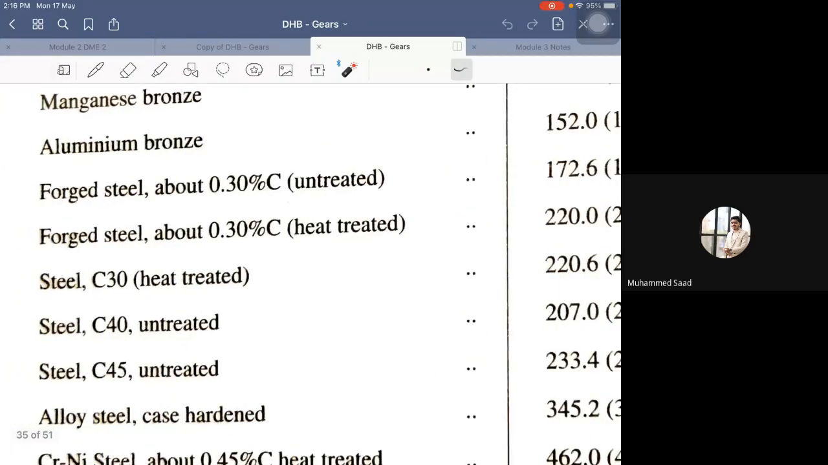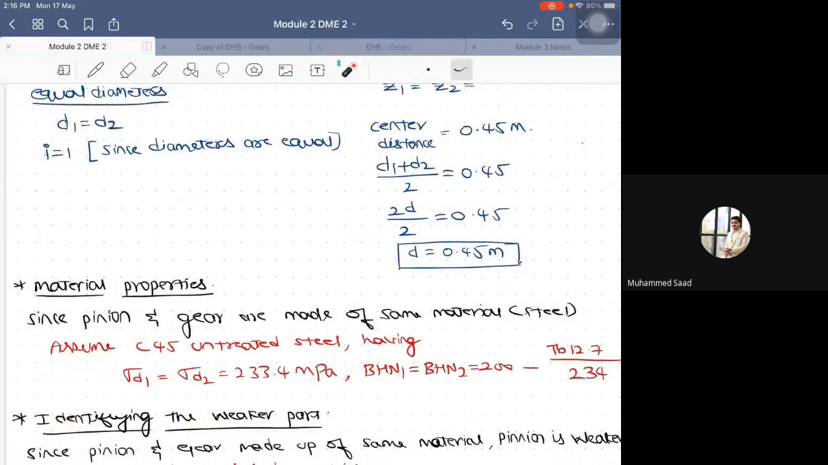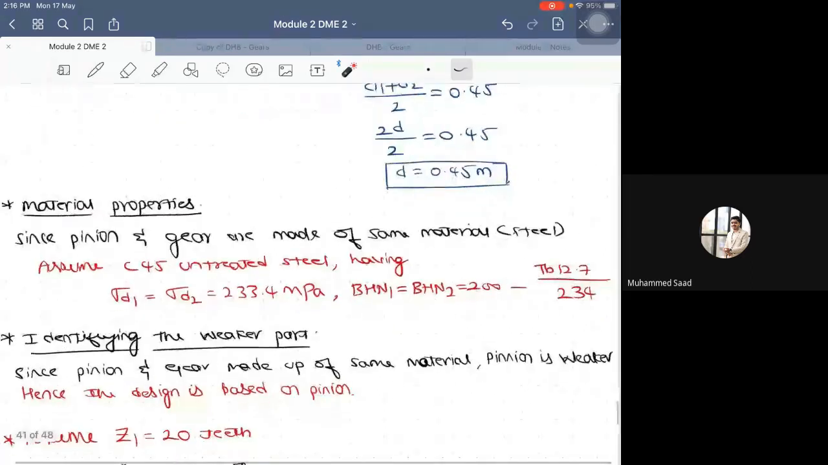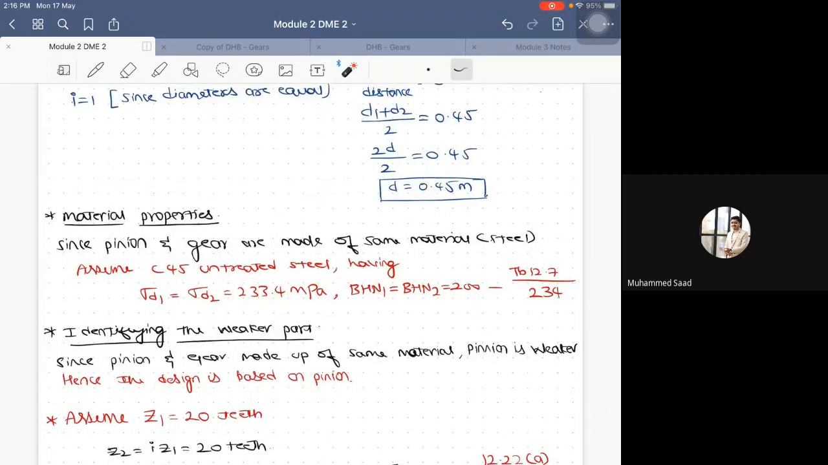You can just mark like this, so it will come to know that if nothing is given, you can select that particular material. From that, you'll get the value of sigma D1 and D2, which is 233.4 from the table itself, and BHN value as 1 and 2, which is 200. Next, identifying the weaker part. It is same, so pinion is made weaker here. Design is based on the pinion.